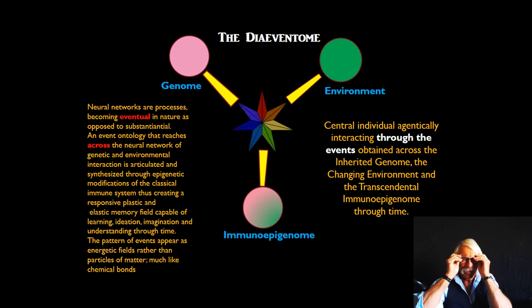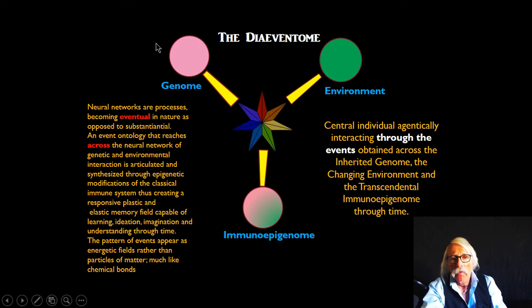Now, I'm reminding you now what I meant about the diaventome. This is something that was in my last talk. I'm just going to bring this up at the very end of this talk. You have the genome, which is in pink for the geneticists. You have environment, which is in green for the environmentalists. And then you have the immunoepigenome, which is sort of this really cool mosaic of the two colors. I know, isn't it cool?